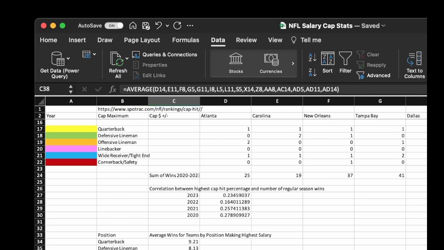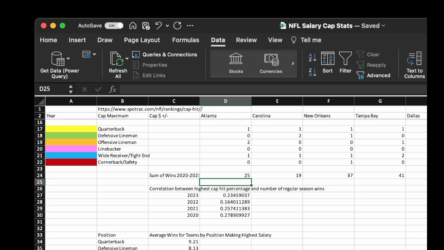Then wide receivers 8.19, which was the second highest. And then cornerback safety was 8. They averaged an even 8 wins. So quarterback had more wins than any other position by a full game. So from that standpoint, the numbers hold up that the quarterback is the most valuable.